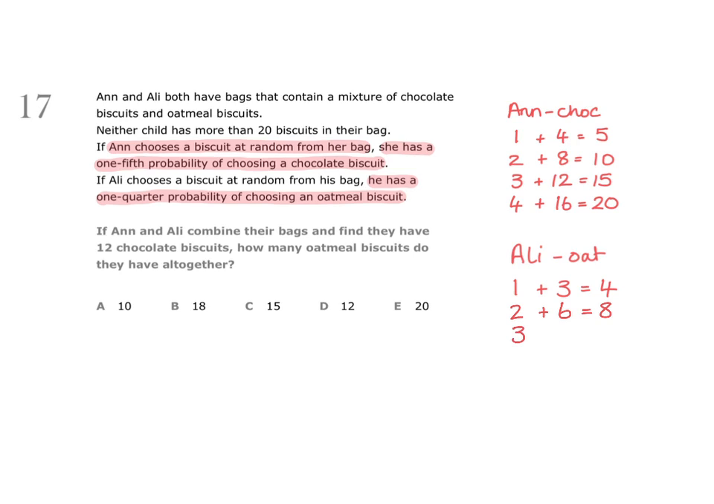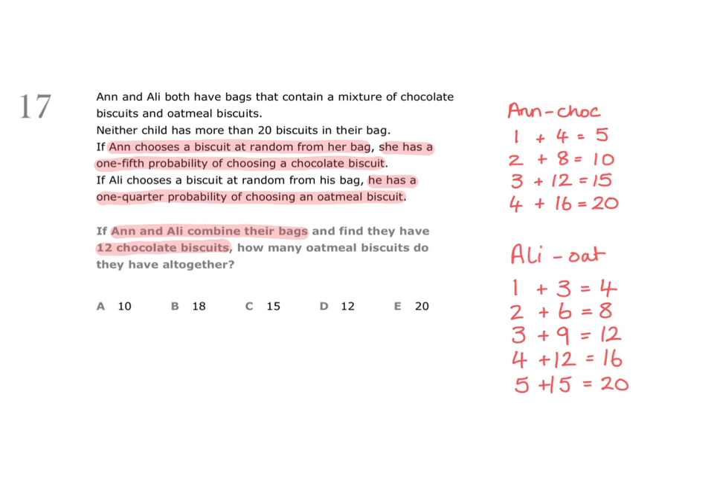Or he could have 3 oatmeal and that would mean he would have to have 9 chocolate, and that would be 12 biscuits in total. Or he could have 4 oatmeal, meaning he'd have to have 12 chocolate, that would be 16 biscuits. Or he could have 5 oatmeal, and that would mean he'd have 15 chocolate, and that would be 20 biscuits altogether. We're then told that when Anne and Ali combine their bags, they find they have 12 chocolate biscuits.